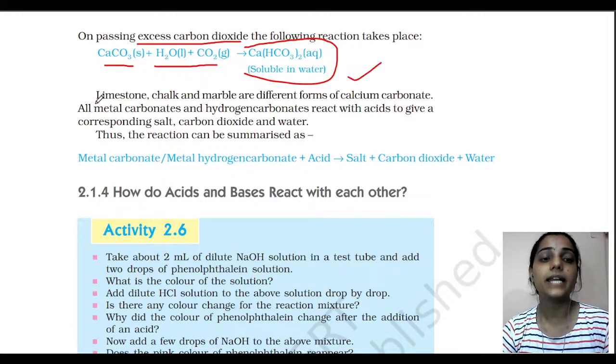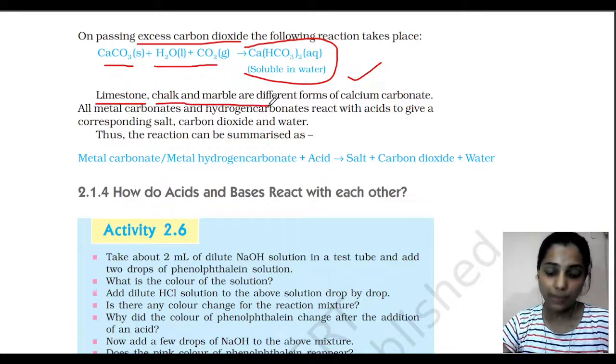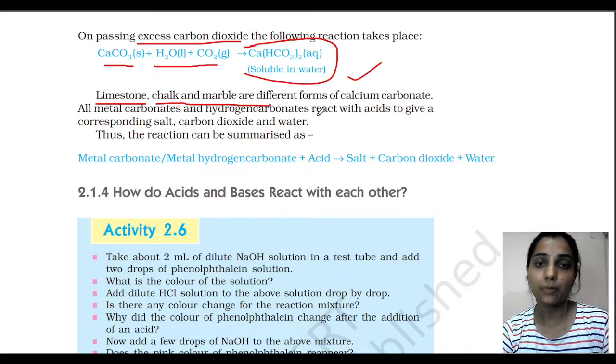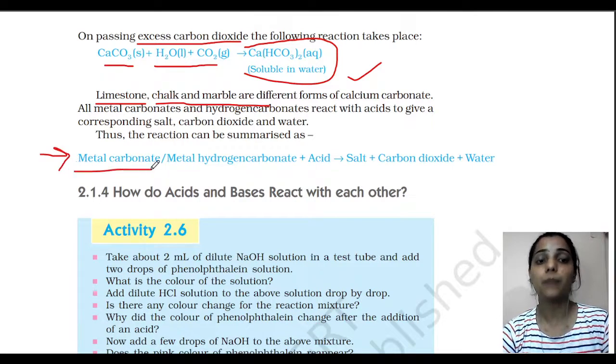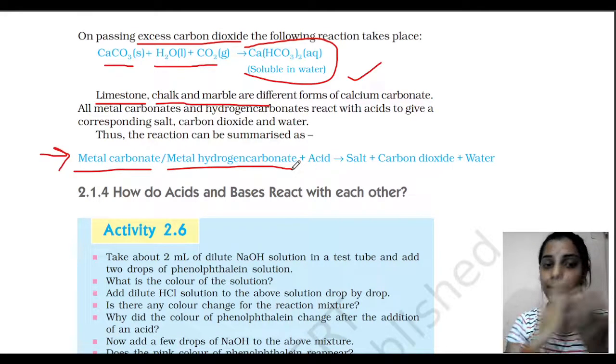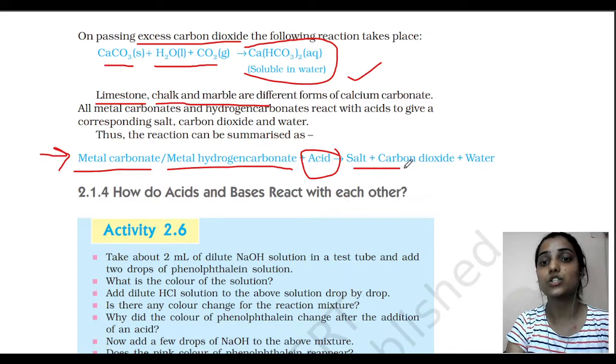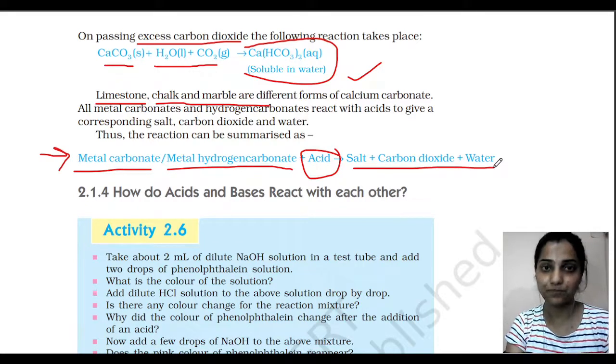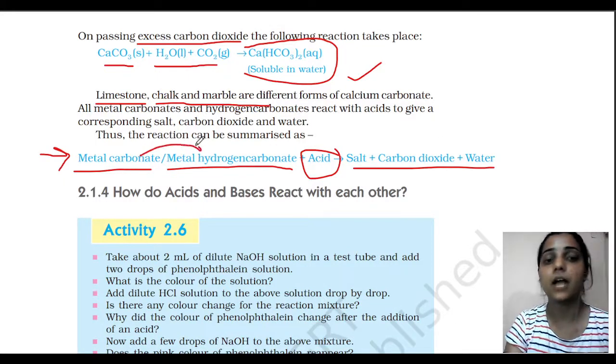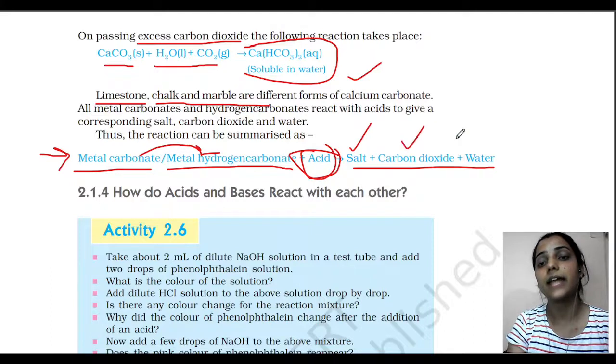So we can say that limestone, chalk and marble are different forms of calcium carbonate. All metal carbonates and hydrogen carbonates react with acid to give the corresponding salt, carbon dioxide and water. Simply understand with this reaction, students, that when metal carbonate or metal hydrogen carbonate reacts with acid, what do we get? We get salt, carbon dioxide and water.